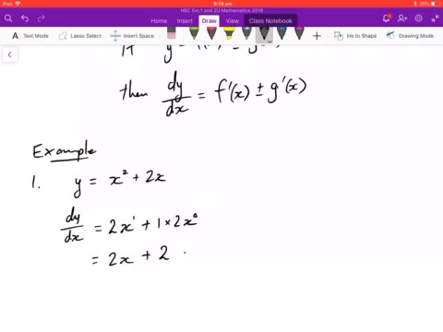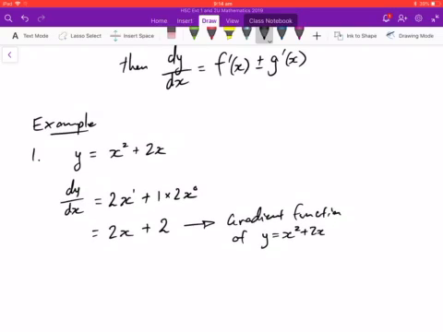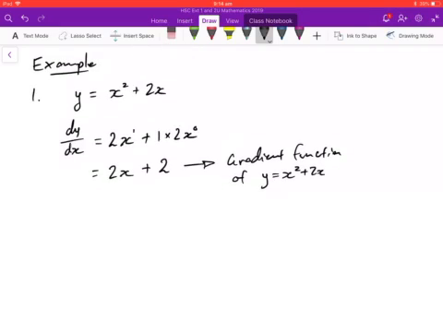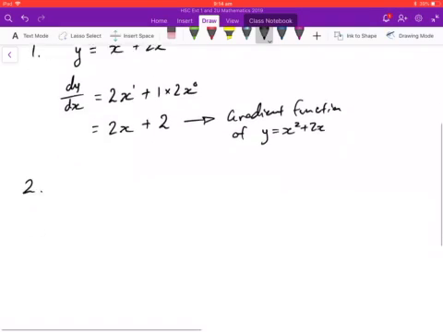And that's the derivative. This is the gradient function of y equals x squared plus 2x. It gives us the gradient of the curve at that particular point. Okay, let's do a next one.